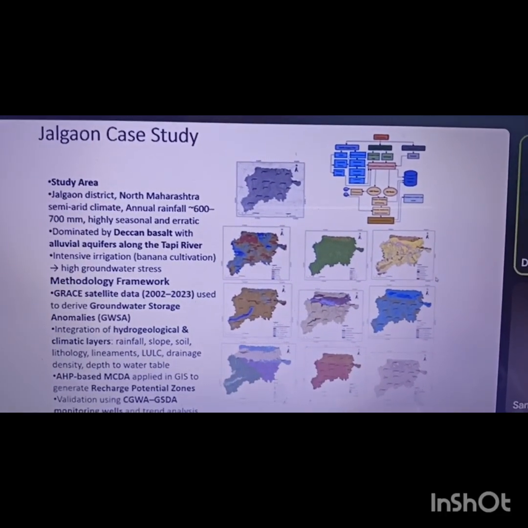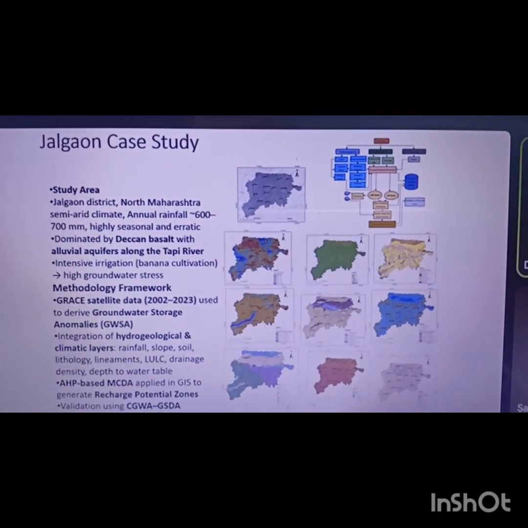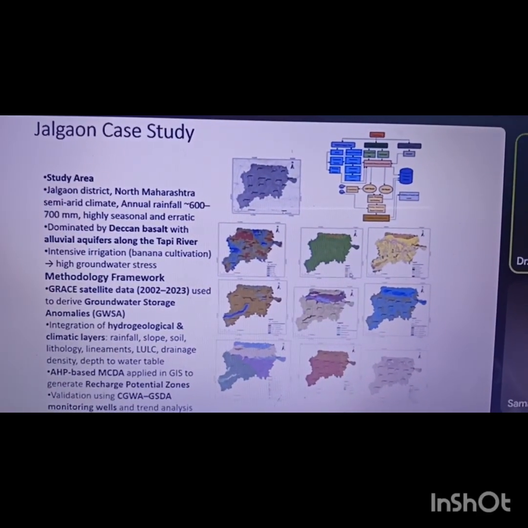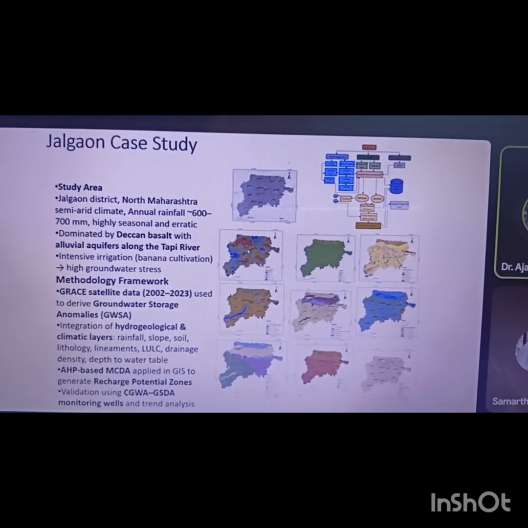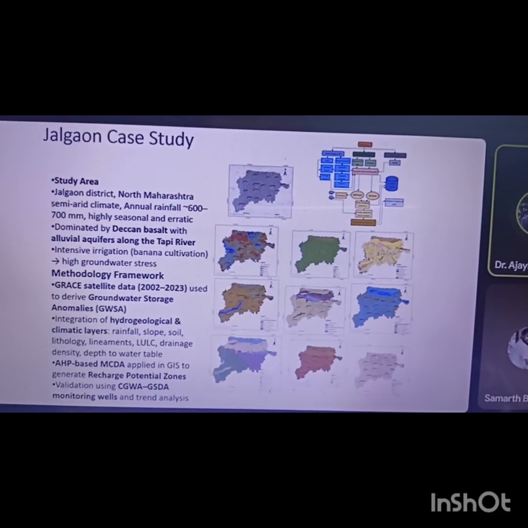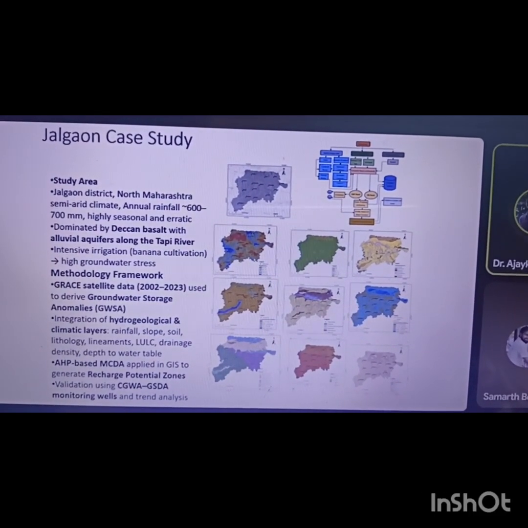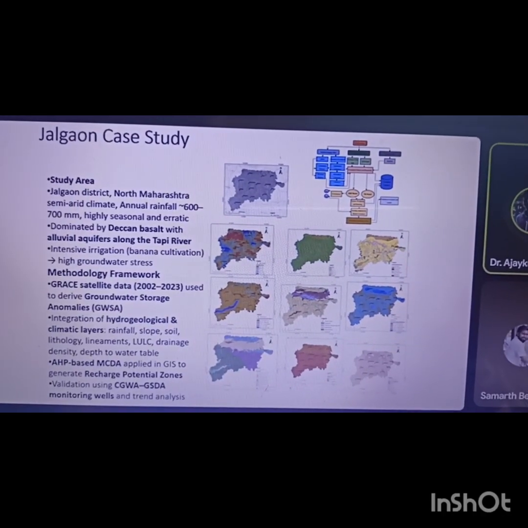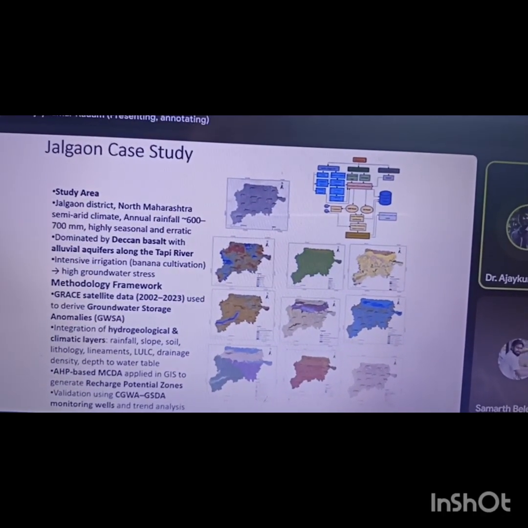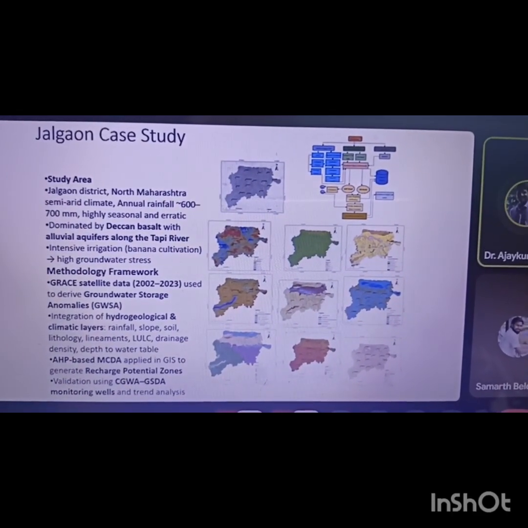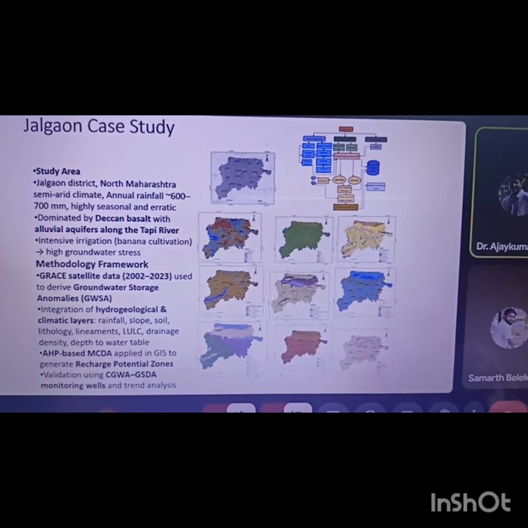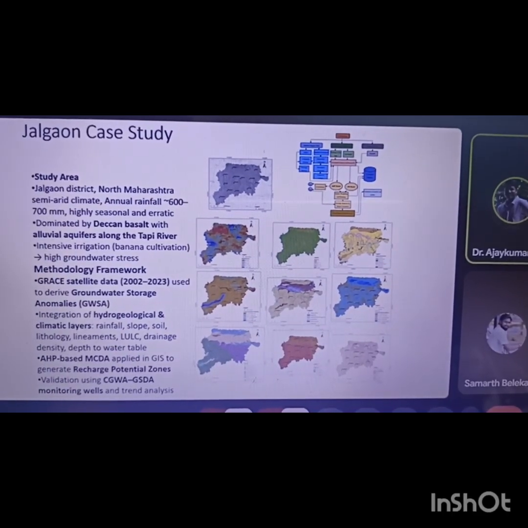Each thematic layer has subclasses. If you see the legend, it has subclasses, such as high rainfall, moderate rainfall, and low rainfall. All these subclasses are given weightages, and the thematic layers are also given weightages based on the data. All this data and images are classified or given weightages based on the AHP method, and finally we generate the recharge potential zone map of this area.